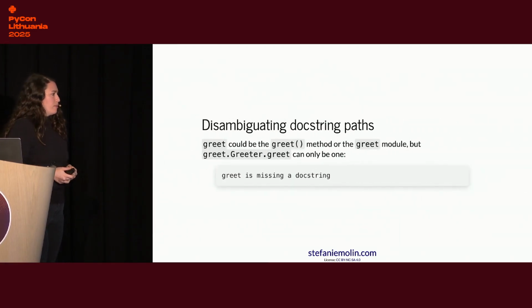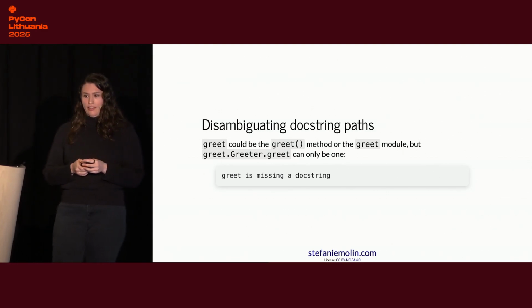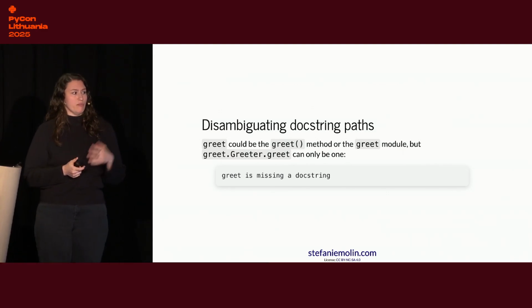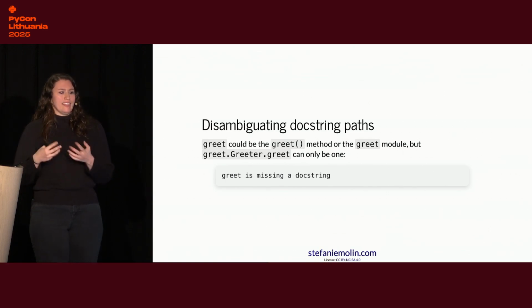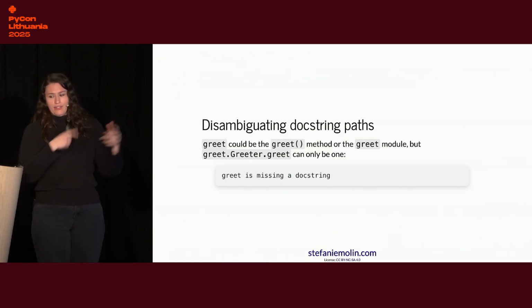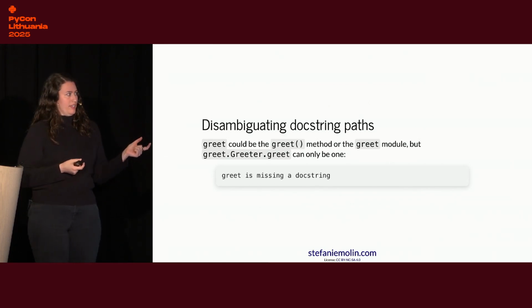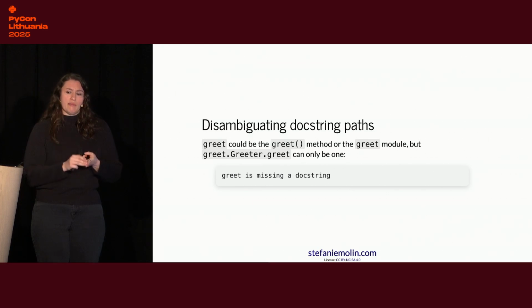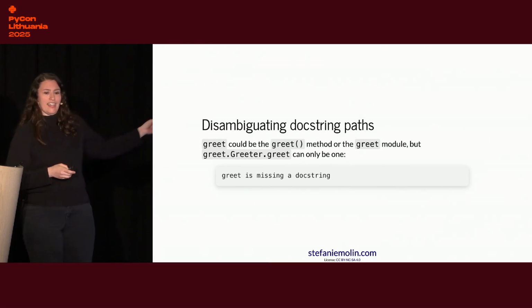Okay, so one thing we didn't handle in that previous implementation was that it's highly likely that we will have ambiguous names being printed. So imagine if we had named that module or configured it so that instead of saying module is missing docstring, it had said greet is missing docstring because that was the file name, right? Then both the greet method and the greet module would be writing out this exact same message.